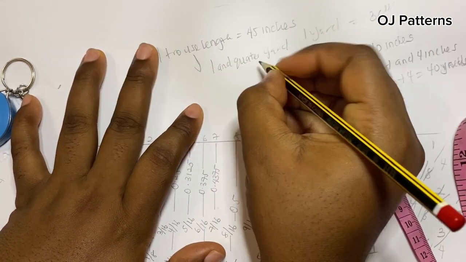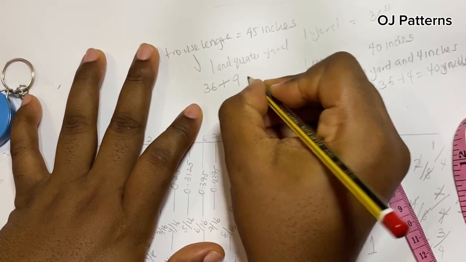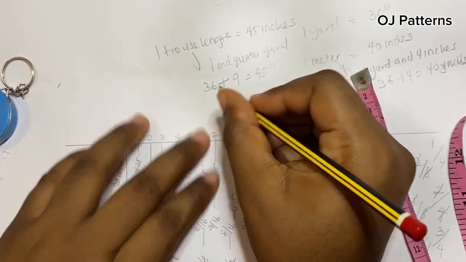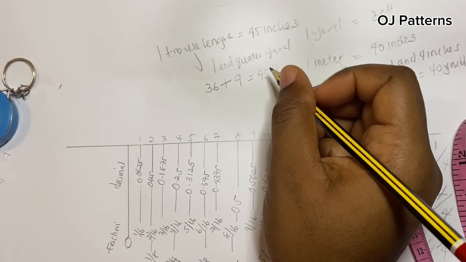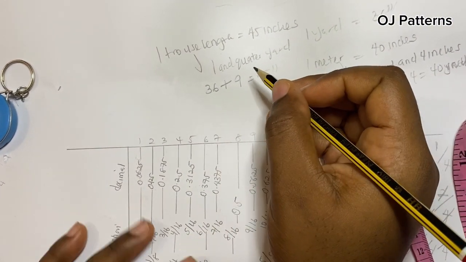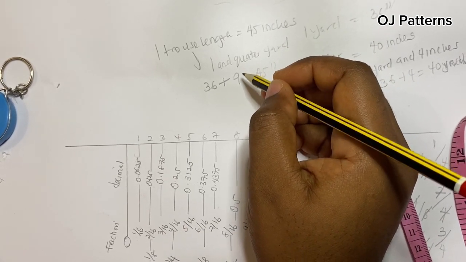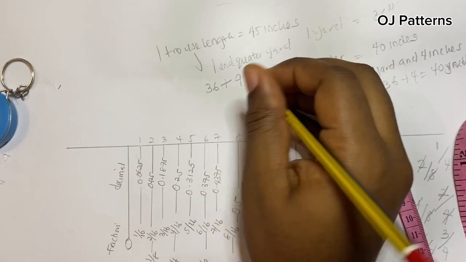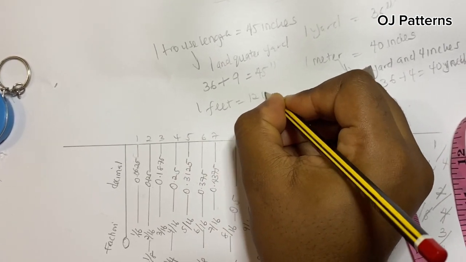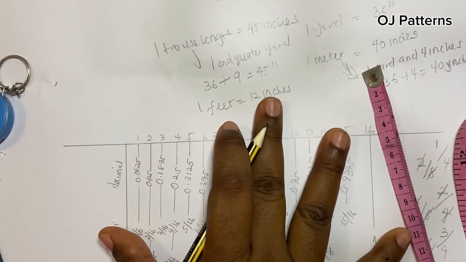How do I come about this? 1 yard is 36. 36 plus a quarter yard, which is 9, is also 45. So this is also one trouser length, 45 inches. And one trouser length can also be seen as 1 yard and 9 inches. So when you add 1 yard and 9 inches together, you get 45. However, it's also one trouser length. And then we have 1 foot. 1 foot is 12 inches. So that's how it works.